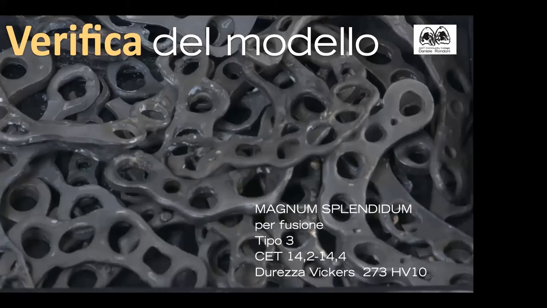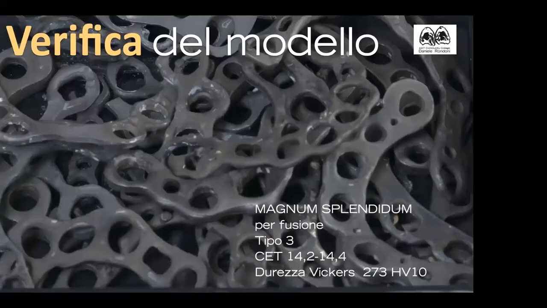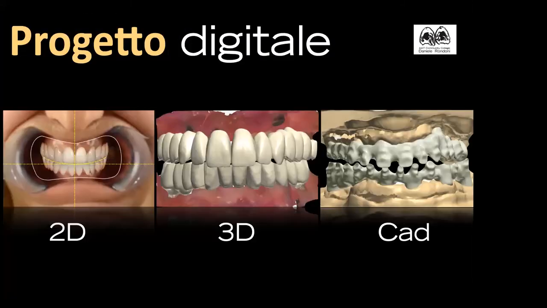Model verification. I would like to be sure of the stability in the mouth. I can take one and merge it into Magnum Splendidum. The digital project: I go on with the digital project, which starts with 2D and then in 3D for the volumes in CAD. I design the anatomical structure.